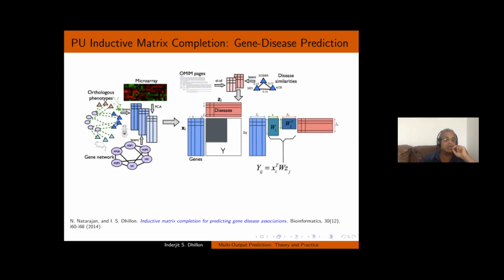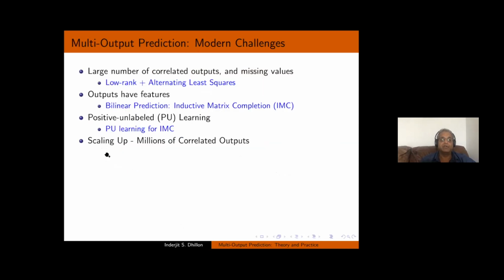So this was a multi-year project with biologists. There were a couple of publications earlier before this one that I mentioned, where we were getting decent results, but when we used inductive matrix completion, the results were actually much better, mainly because I think we were able to incorporate all these different kinds of features.